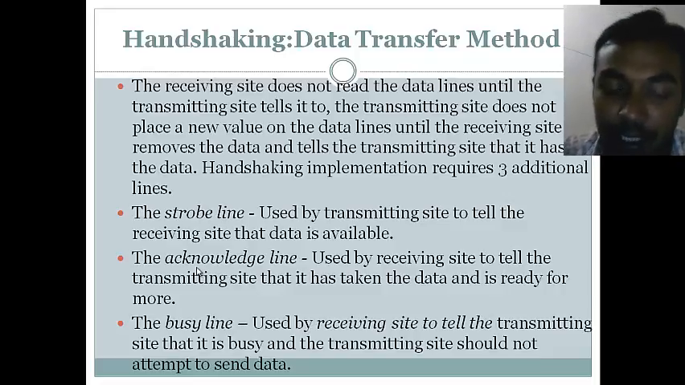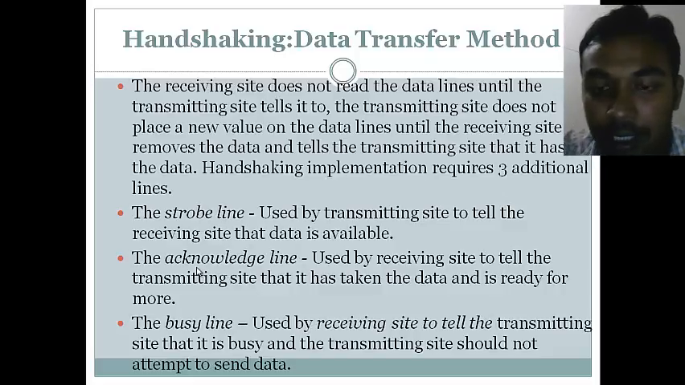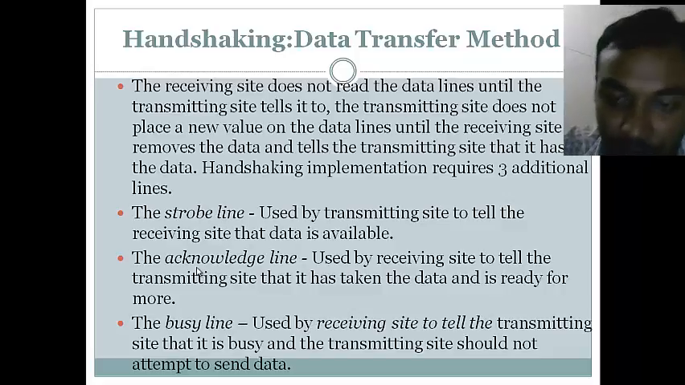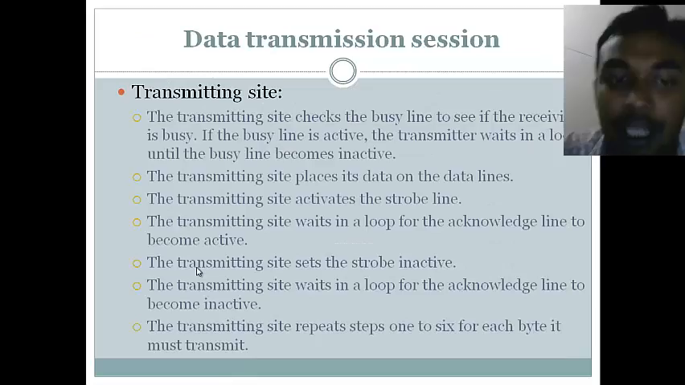And the busy line is the most important line in general. At the receiving side, whether the data should be transferred or not is decided by the busy line. It tells the transmitting side that if there is some process going on at the receiving side, the receiver end is busy, you can't send your data right now, you have to wait. That is the work of the busy line.